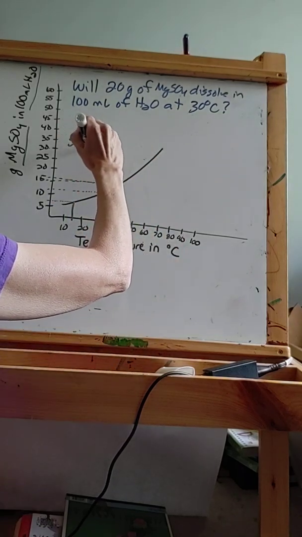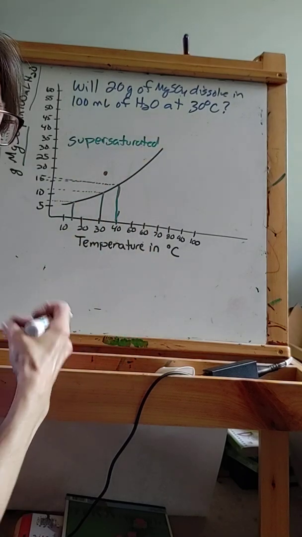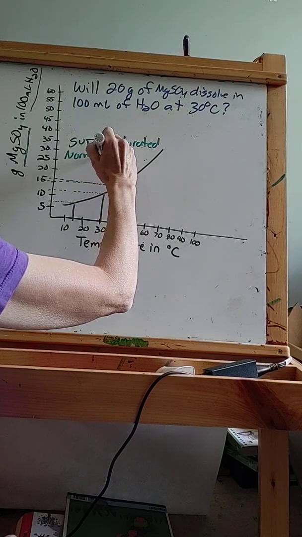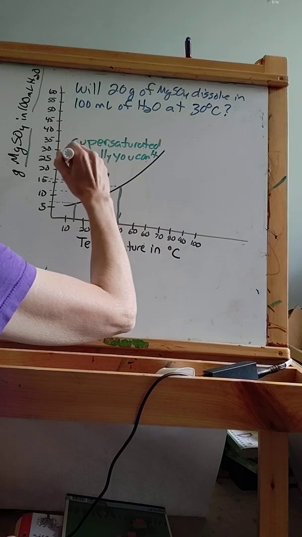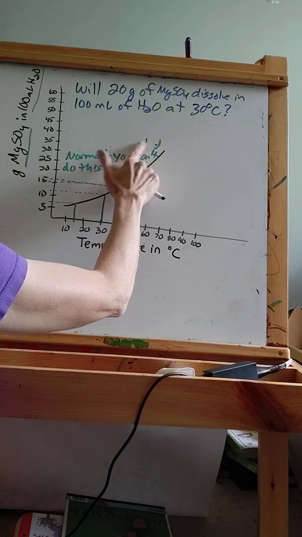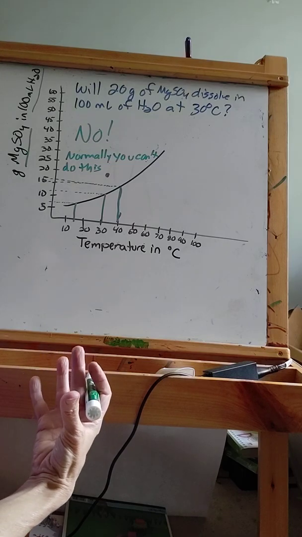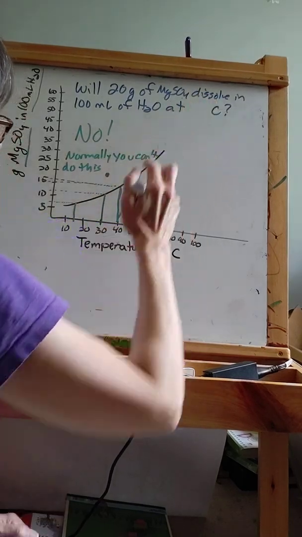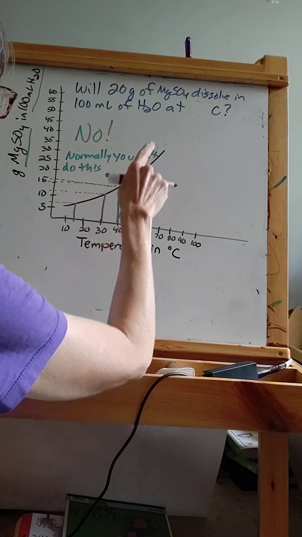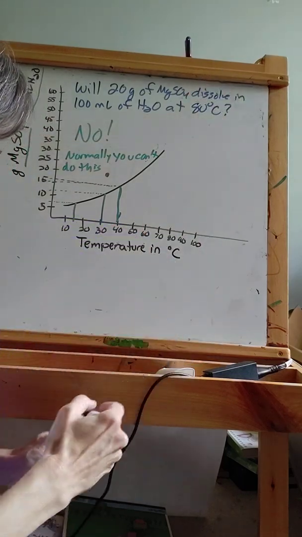Above this line, if you manage to get that to dissolve, you would be making a supersaturated solution, but that doesn't normally occur. So normally you can't do this. Anything above that line would be a supersaturated solution, and so normally, no, you can't get that much to dissolve. What if instead of 30 degrees C, the problem said, will 20 grams of magnesium sulfate dissolve in 100 milliliters of water at 80 degrees C?